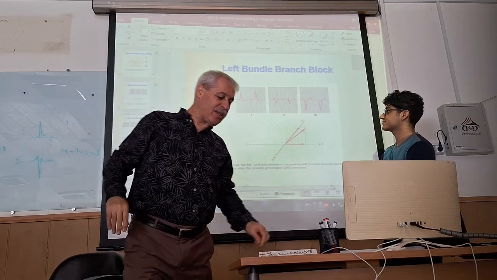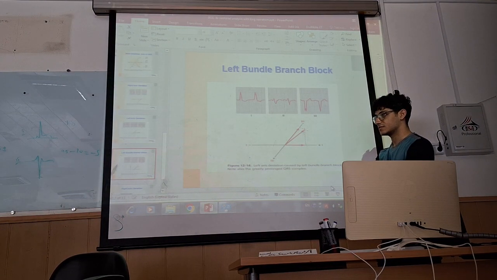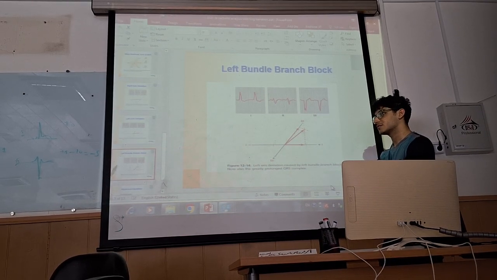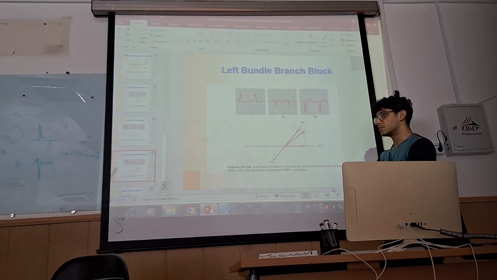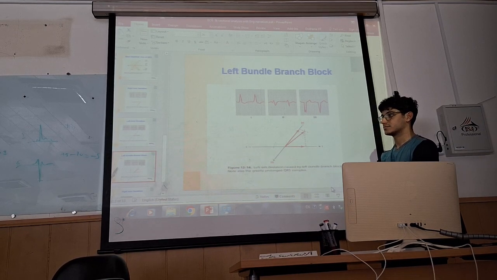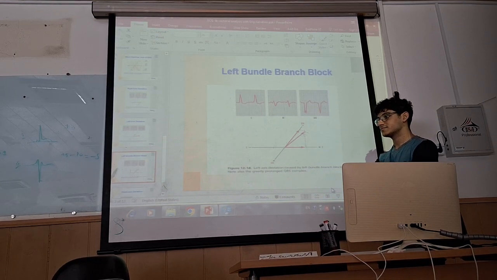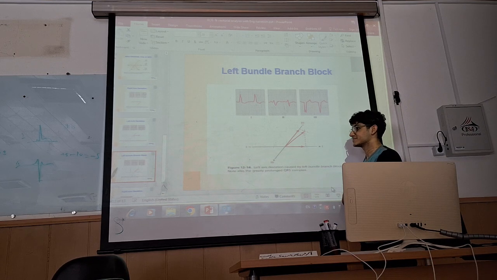A small square, how much is the small square duration? Each small square equals 0.04 seconds. Multiply 8 by 0.04, which is 0.32. The normal duration is 2 small squares, and now we have 8 small squares, so it is 4 times longer. When one bundle branch is blocked, the time it takes the depolarization to move from the left ventricle will be longer. This is one sign: you have a wider QRS complex.